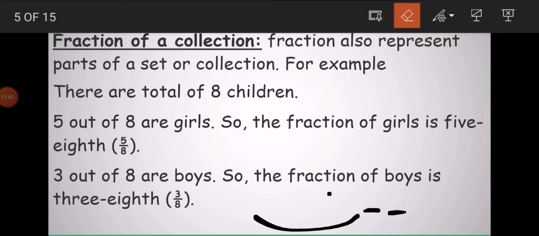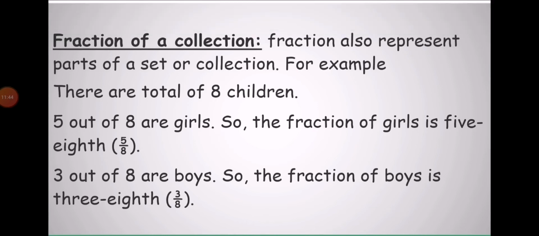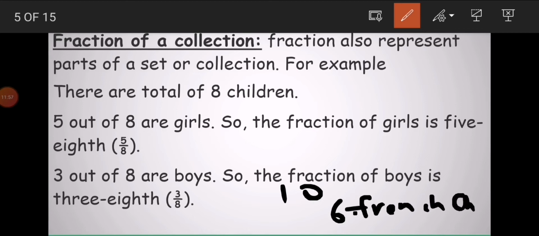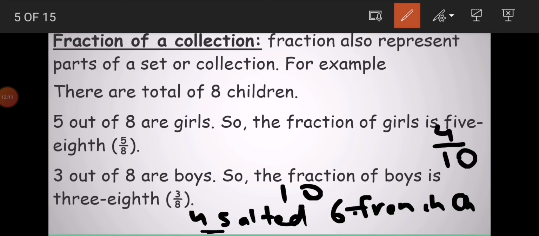Let me give you one more example of collection. Suppose there are 10 packets of chips. 6 are French cheese, and 4 are salted. So what is the fraction of salted? First we write the total chips packets down under the line and the salted ones up. So it means 4 out of 10 are salted. So the fraction of salted chips is 4/10.